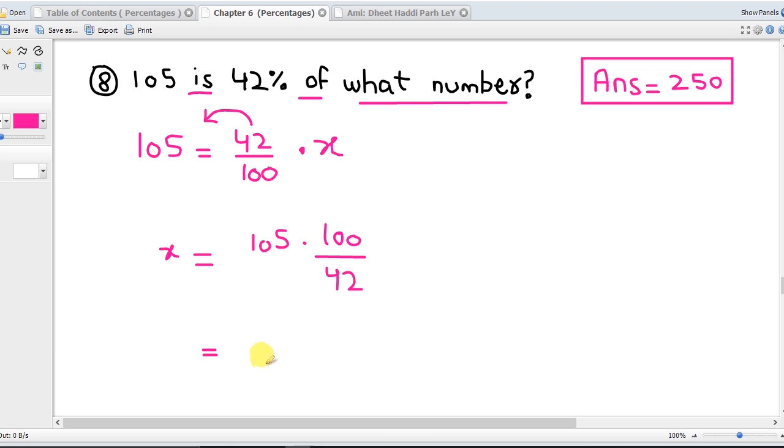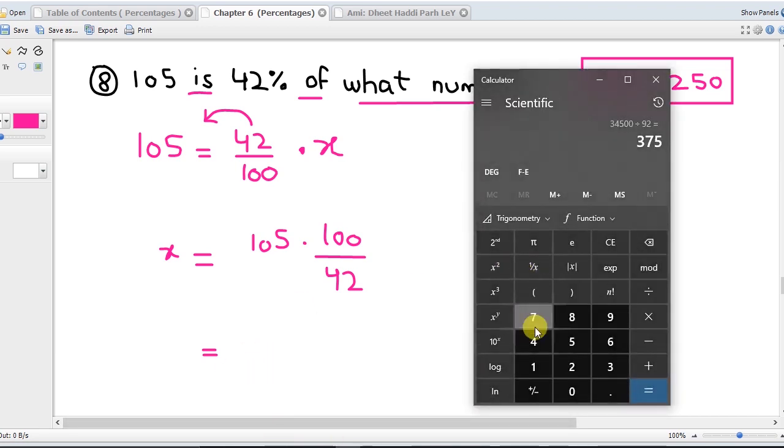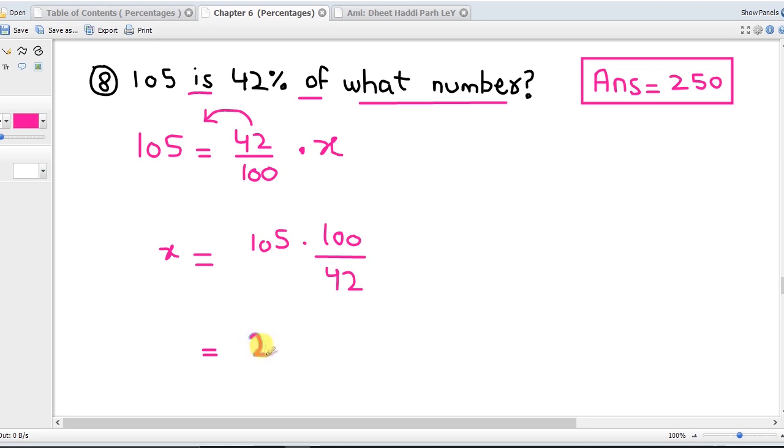Now simply solve these numbers and let's see what's the value we are getting here. So 105 times 100 and then divide it by 42. So the answer is 250. So 105 is 42% of 250. This is our final answer. I hope you have got the concept.